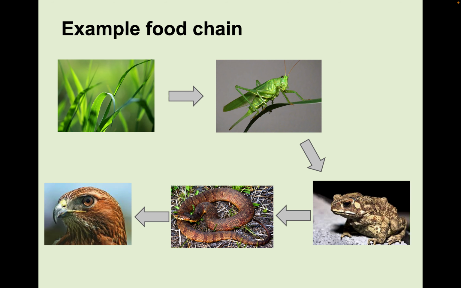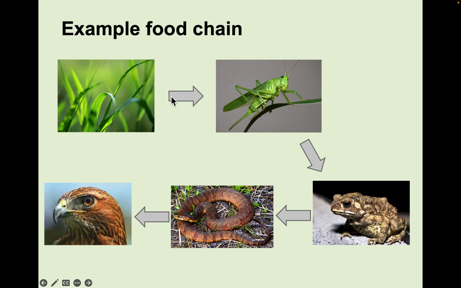Here is an example of a food chain. I couldn't fit it straight, so I kind of wrapped it around here. It always starts with a plant. Something eats that plant, and then something eats it, and then eats it, and eats it. So energy is transferring from plant to animal to animal to animal to animal.